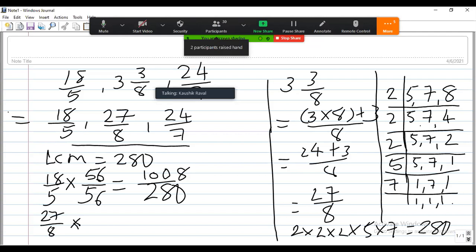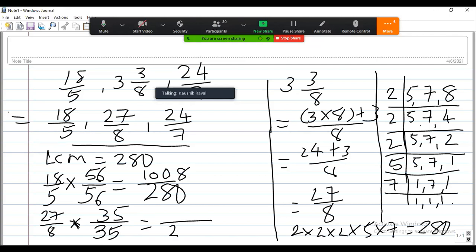27 upon 8 into, what will come? 35. Very good. Excellent work. So what will be the answer here? 945 by 280. Stavan, please do not write 945. Yes, you can speak up the answer. Yes, Stavan, right? And the third one, 24 upon 7, into 40. So it becomes 960 upon 280.